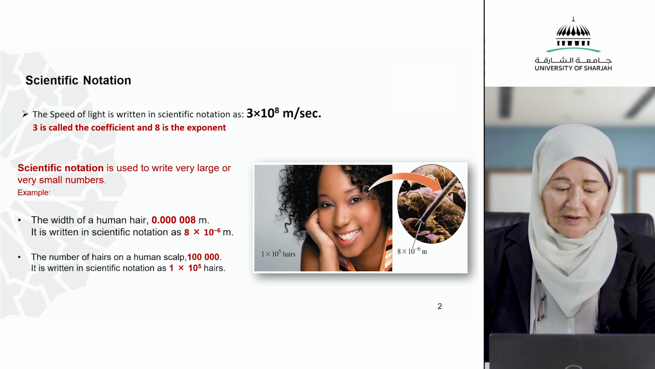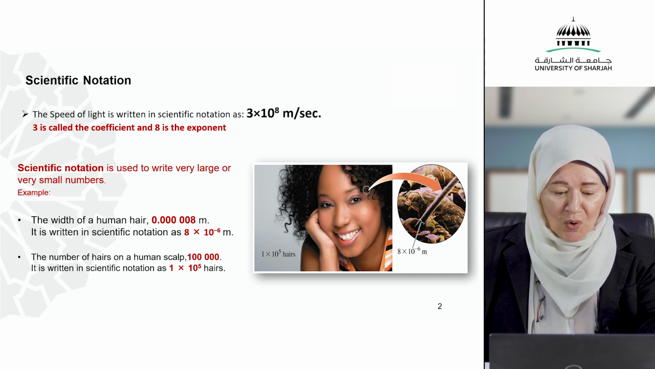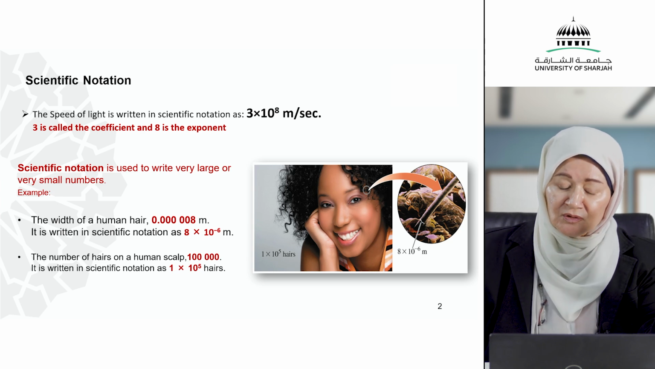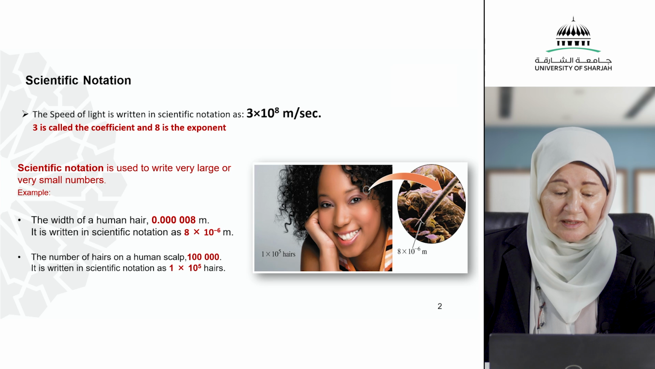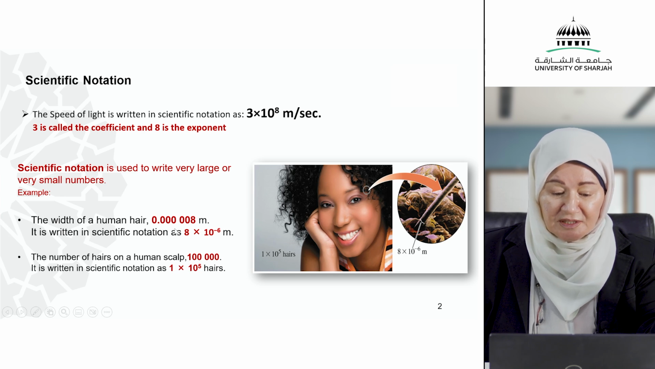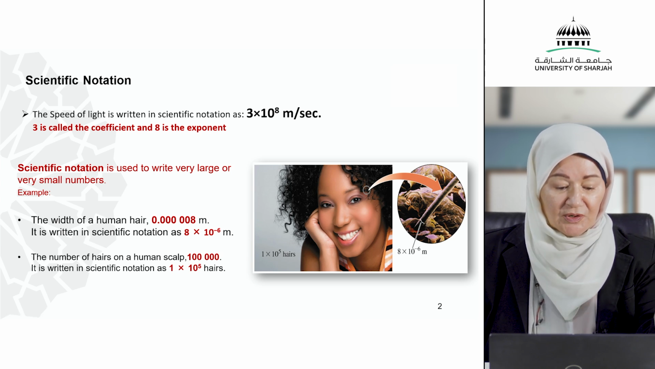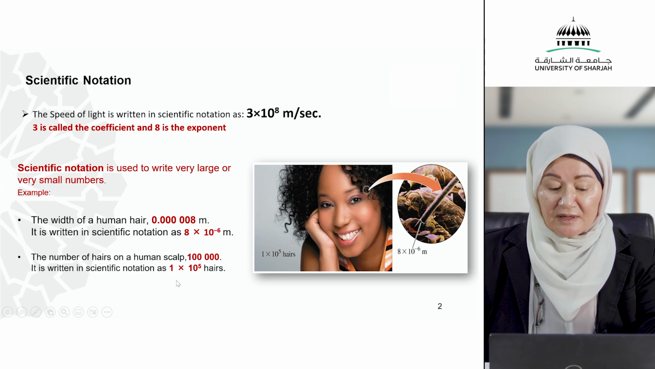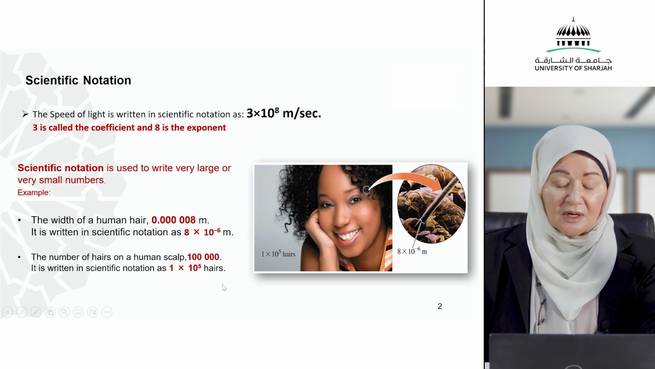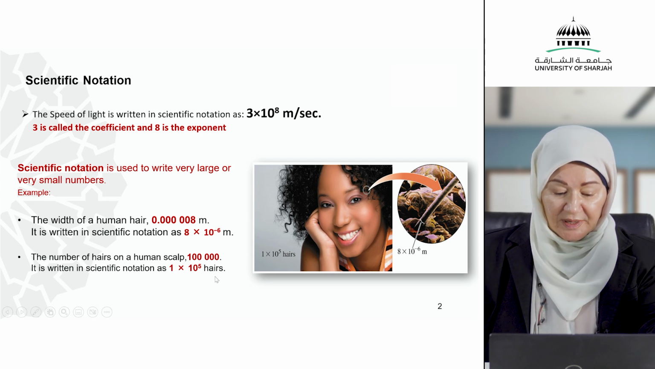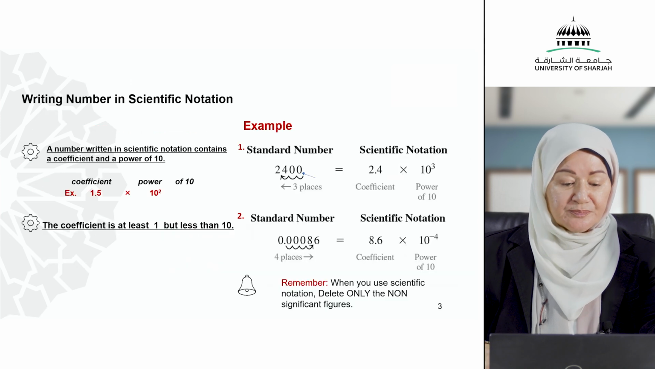The width of a human hair is 0.00008 meter. It is much simpler to write it in scientific notation as 8 times 10 to the minus 6 meter. For a decimal, you just shift it. This is a very small number. The number of hairs on a human scalp is 100,000. We just write it as 1 times 10 to the 5 hairs in scientific notation.